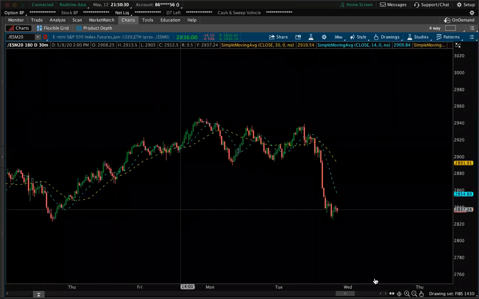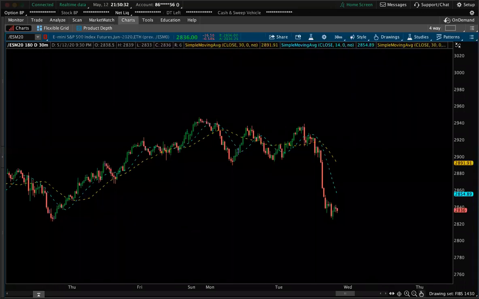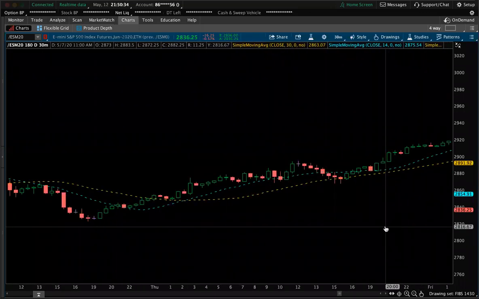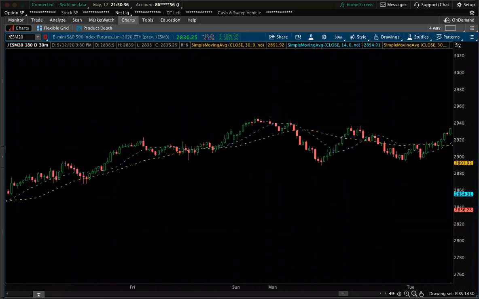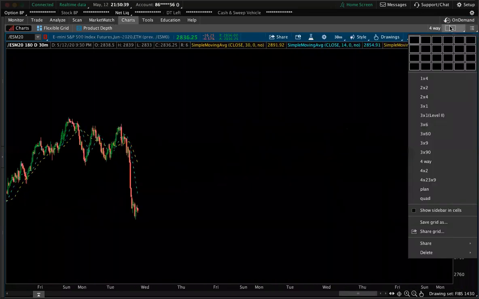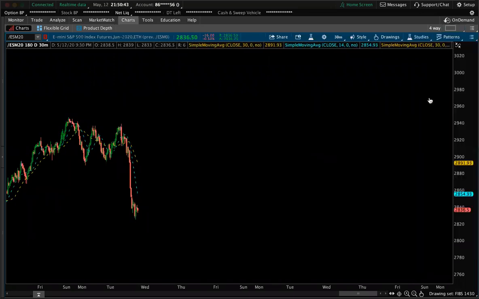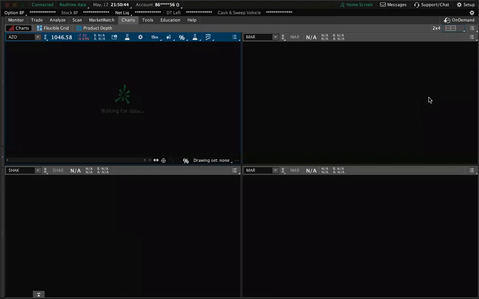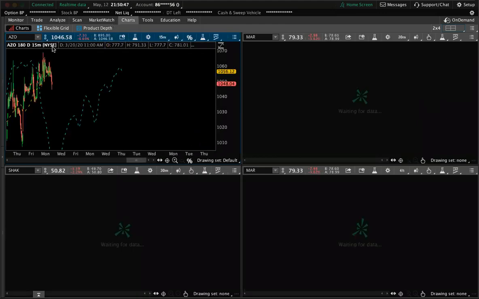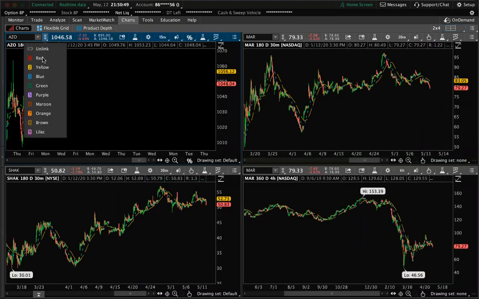So this is a 30-minute chart. We can start from Monday. Let me do four. Actually, let's do 2x4. Is it 2x4? Perfect. Okay. We're gonna make one of these SPY.